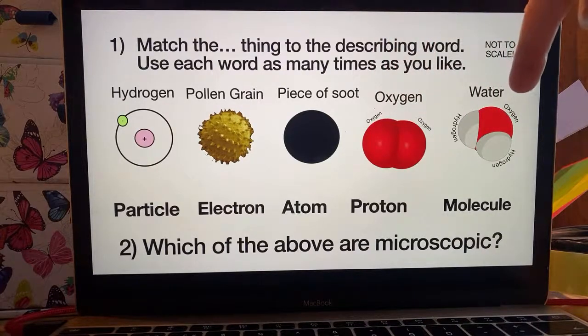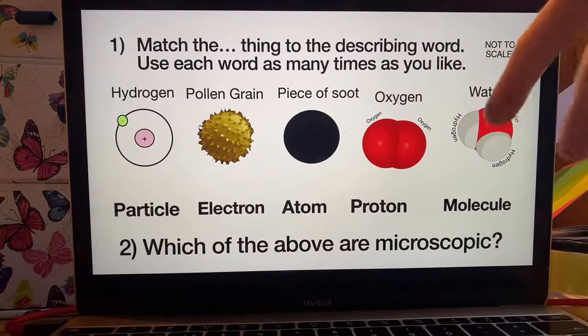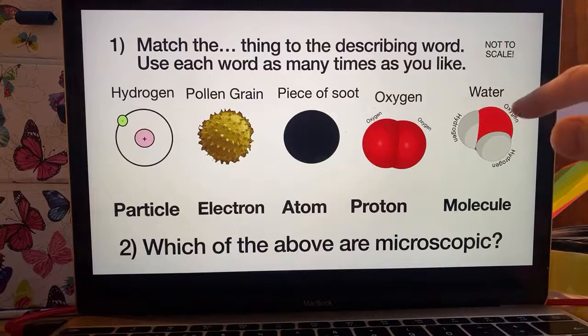And then you've got water, which is 1 red particle with 2 white particles smushed into it. And the red one's called oxygen and the 2 white ones are called hydrogen. Which one of those, please, you can use each word as many times as you like, is a particle, an electron, an atom, a proton, and a molecule? And question number 2, because some of you are going to be pretty confident with this: which of the above are microscopic? I'll give you 15 seconds and then I'll tell you.